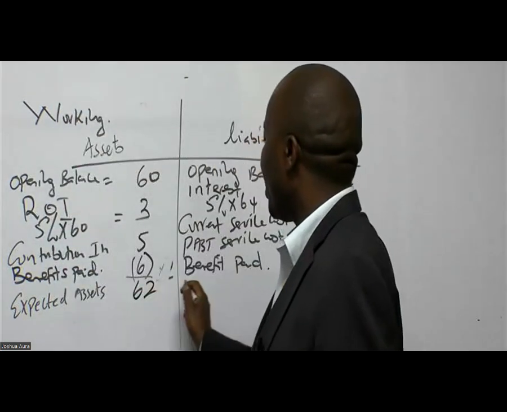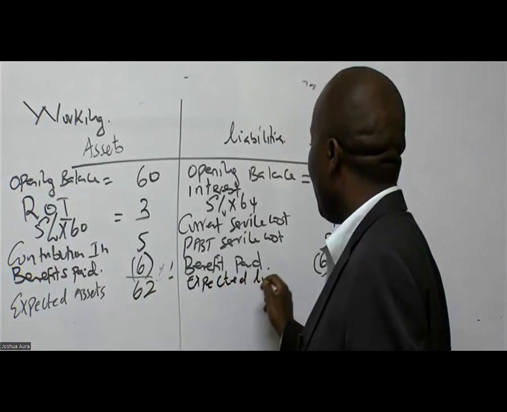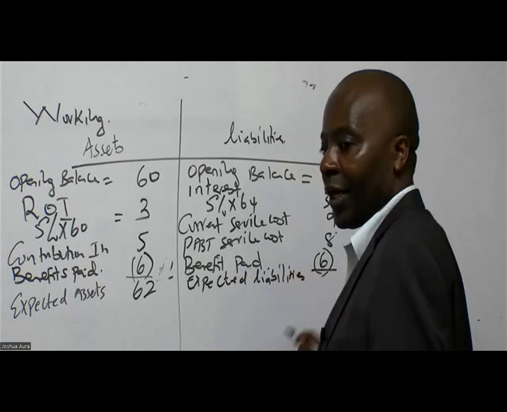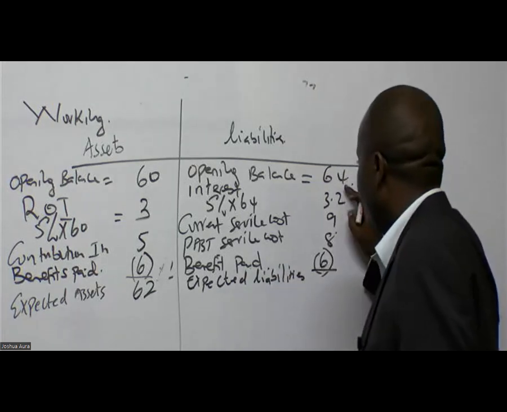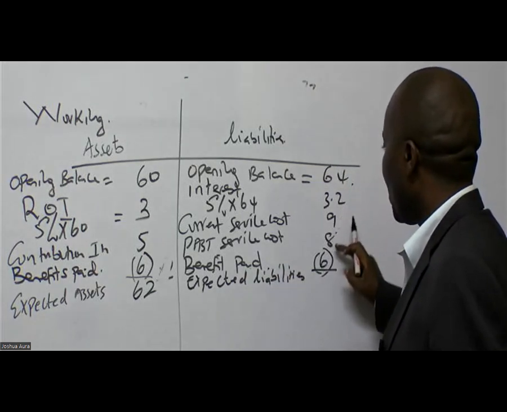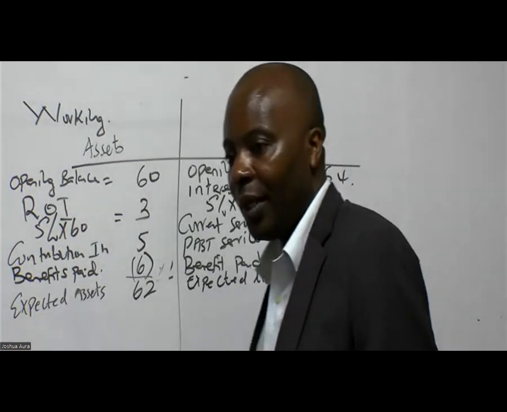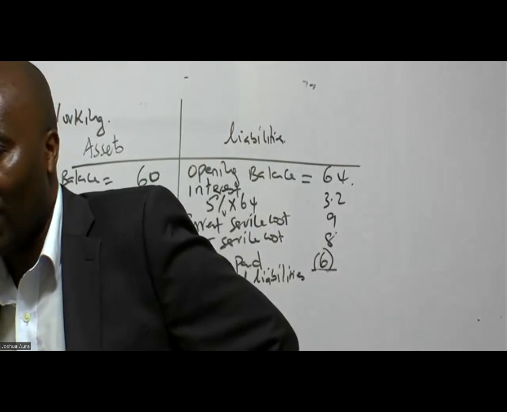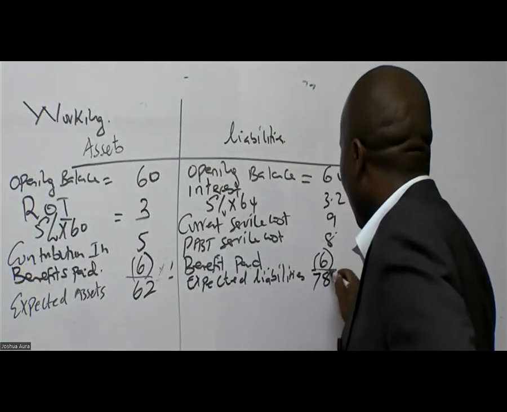How about in this case here, expected liabilities? Can somebody give me these expected liabilities? When you add them, this plus this plus this plus this minus 6, what are you getting? Expected liabilities, 78.2.